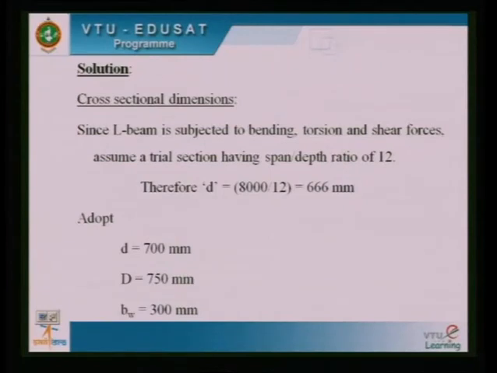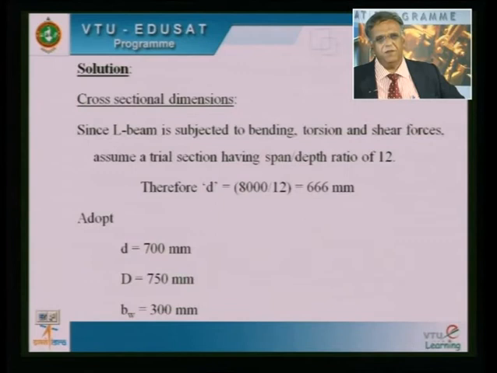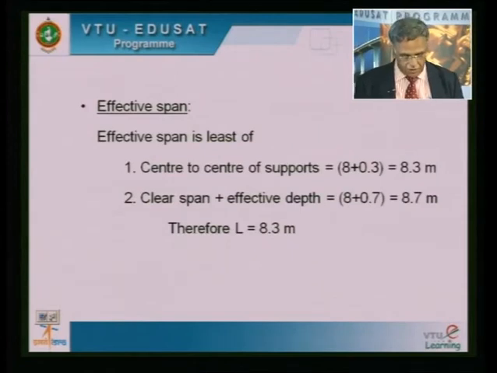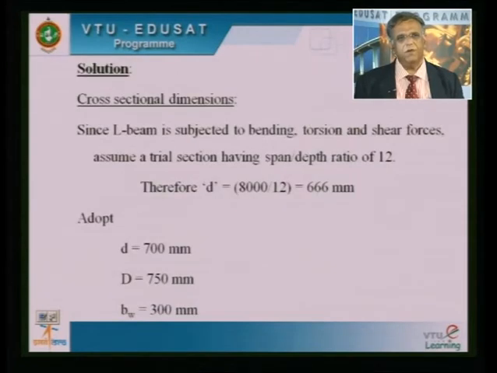Once you have selected the value of L/D, the next step is to get the value of the effective depth d, which is 8000 by 12, that comes to 666 mm. So, adopt 700 mm as the effective depth. What is the overall depth now? Adding the cover to this effective depth d, you get the overall depth of the section, which in this case is equal to 750 mm. The width of the web is 300 mm. That one also has to be assumed.